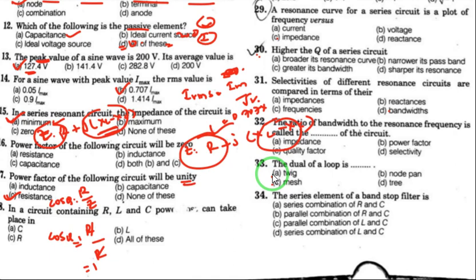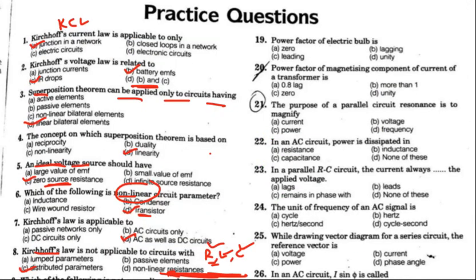Next one. In a circuit containing RLC, power dissipation can take place in resistance. Power dissipation can take place in resistance. Next question.